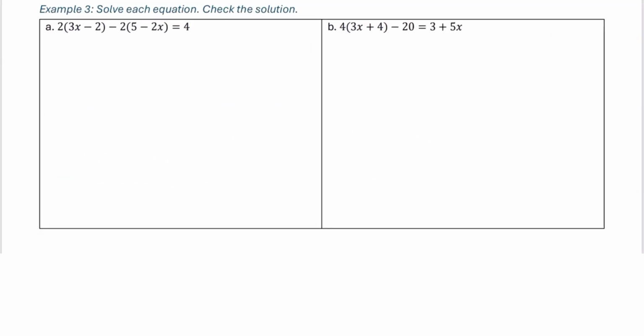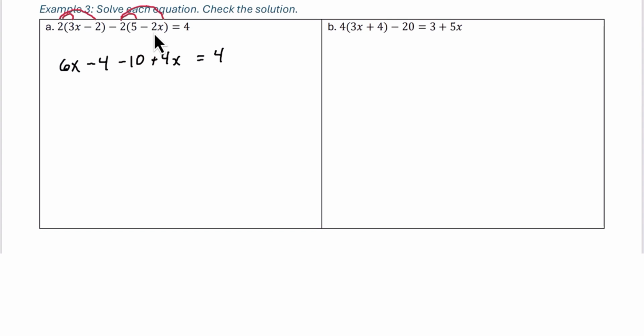In example 3, we have some parentheses we need to clean up. Let's do that using the distributive property. Start by distributing the 2. We'll get 2 times 3x is 6x. 2 times negative 2 is negative 4 or minus 4. Now we need to distribute this negative 2 as well. Negative 2 times 5 is negative 10. Negative 2 times negative 2x is positive 4x. And that's equal to 4.